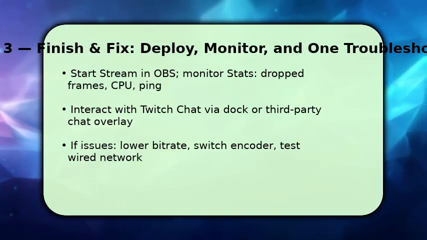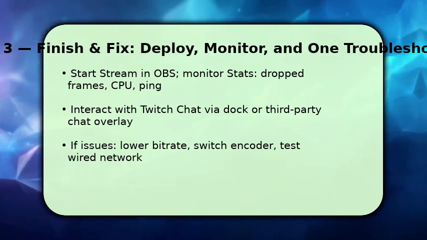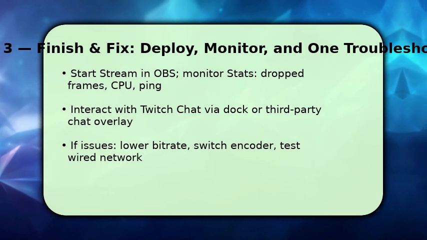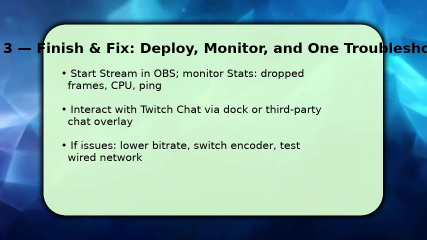Click Start Streaming and then watch OBS stats to verify dropped frames and CPU usage. This tells you if viewers will stutter. Once live, monitor chat and adjust scene transitions smoothly so you maintain pacing and viewer engagement.